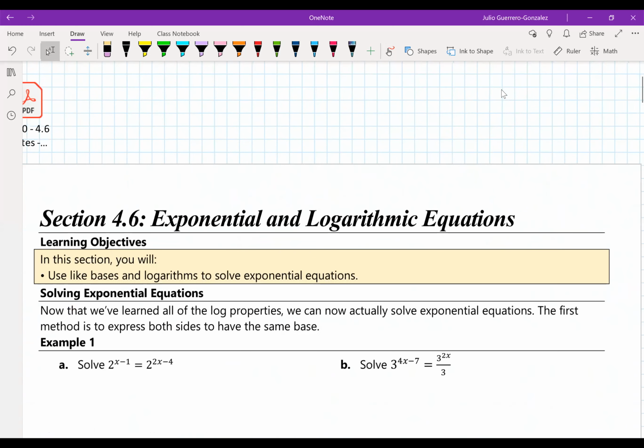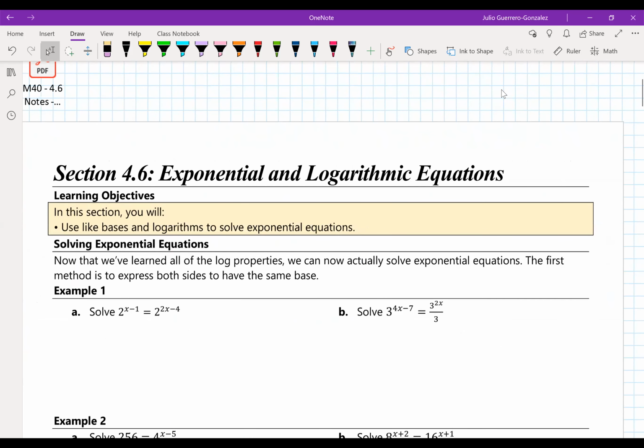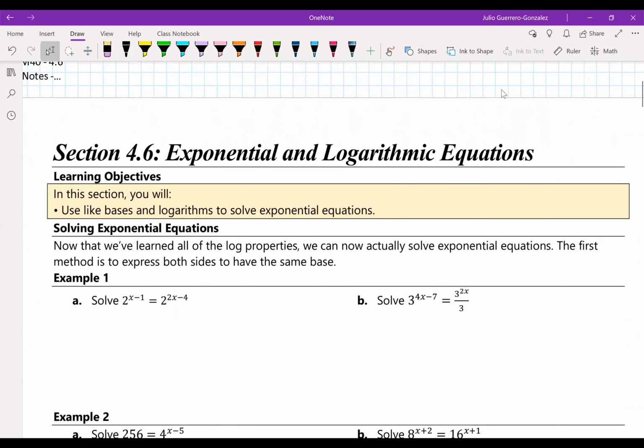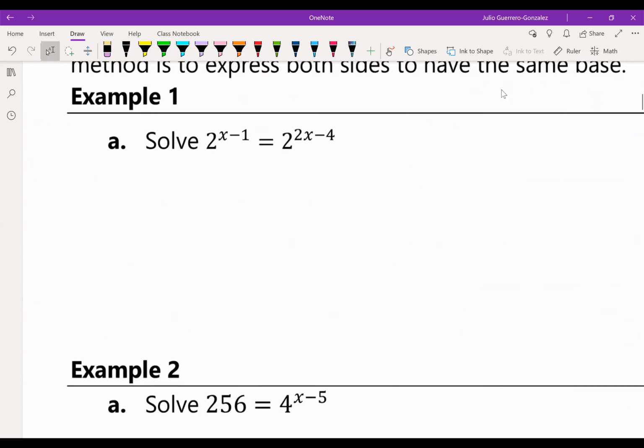So what we're going to do for section 4.6 is actually start learning how to solve logarithmic and exponential equations. With both of them, they are not too bad. So let me just go through. The best way to show you guys what's going on is just by doing examples. So let's start with the first one.